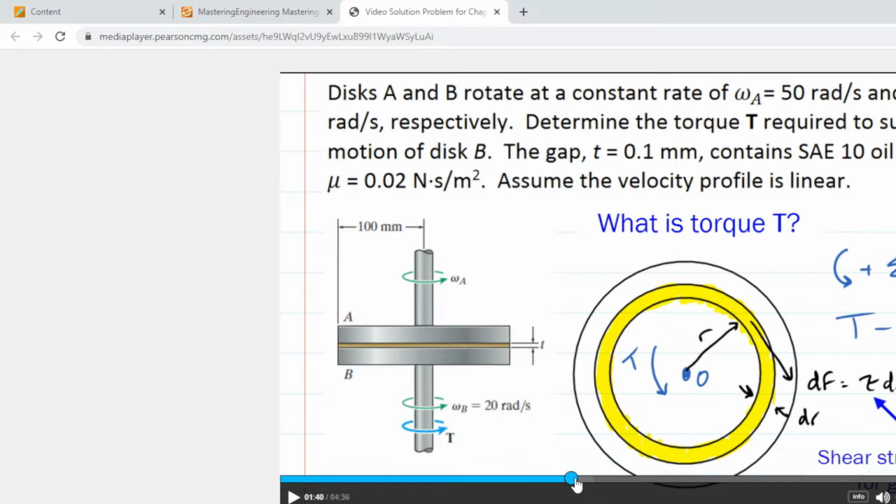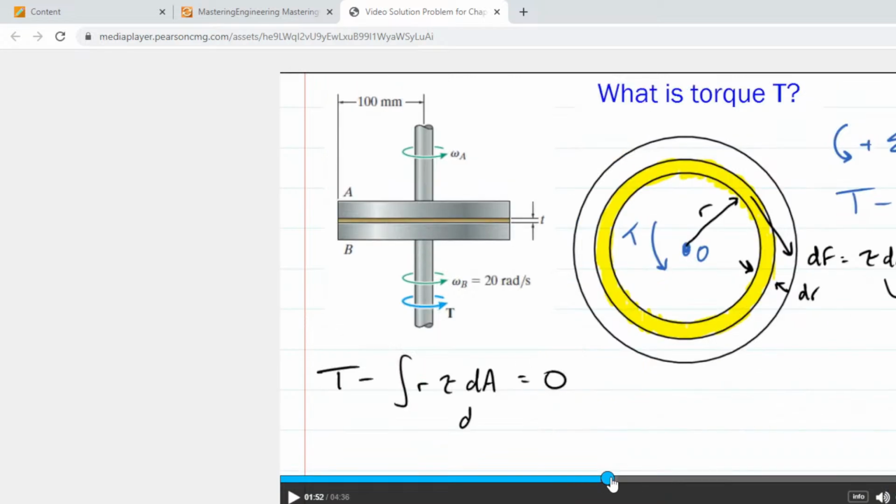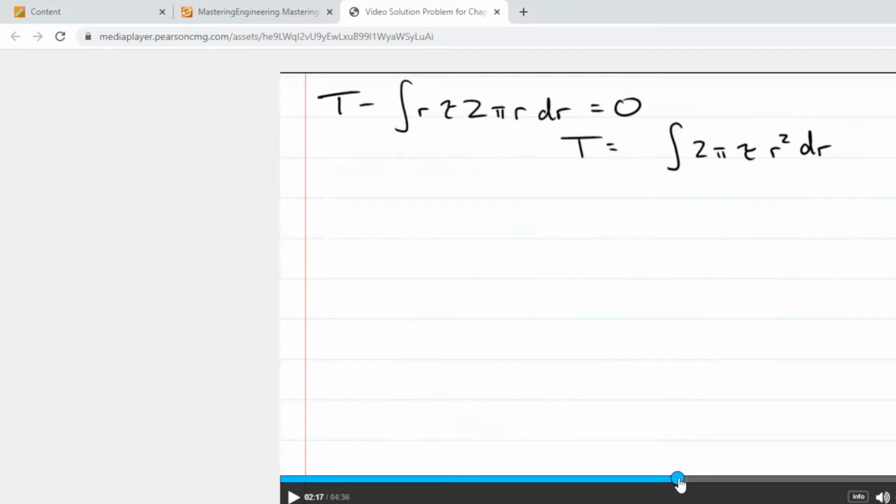Then there's his little dF. So he's got to put that in there eventually. Okay, so wait a minute. He went down to here, and his dA is 2 pi r dr. Okay, hang on. He must say a lot of stuff there. Okay, t r squared.